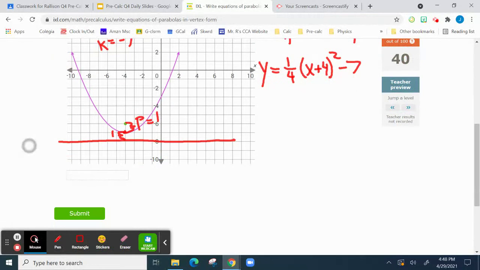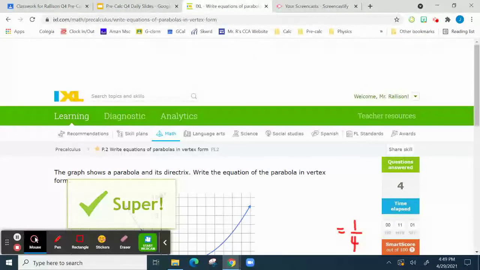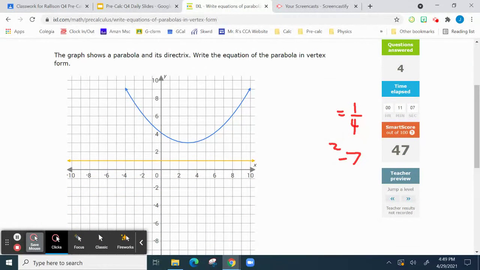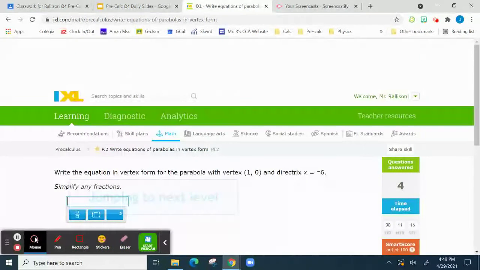And we'll put that in, and then we will actually hit jump level because I need to get out of here. y equals 1/4 (x plus 4) squared minus 7. Oops, minus 7. Okay. All right, so that's basically the same problem. Right there we go. Okay, that's what I'm looking for. Skip a level, see if there's anything.